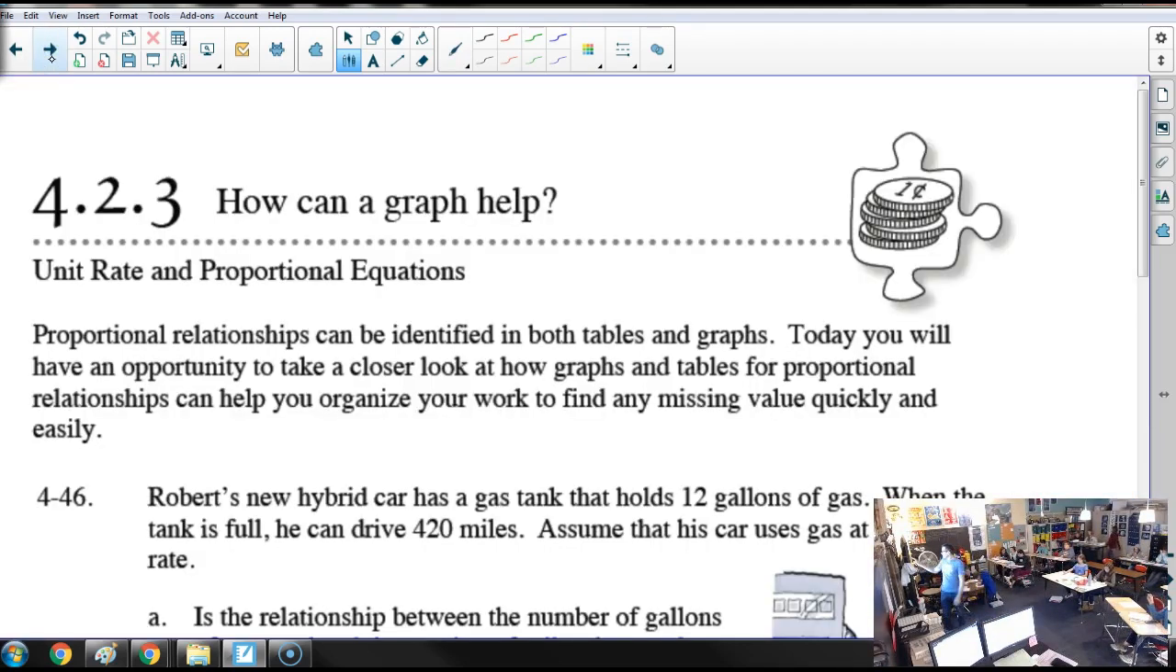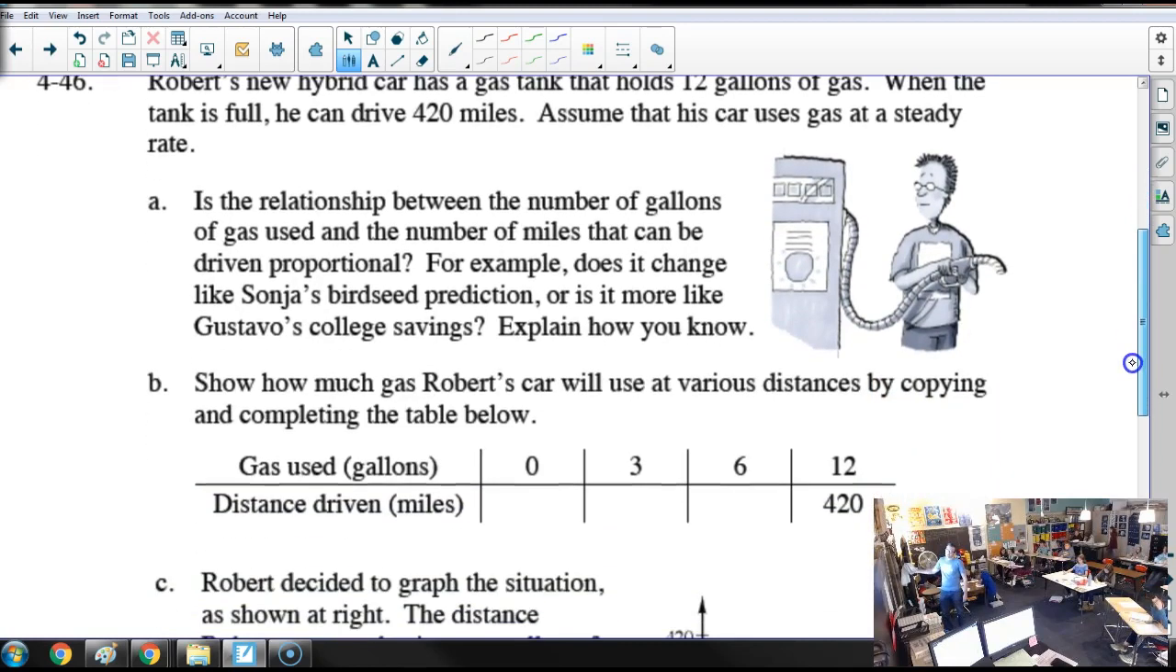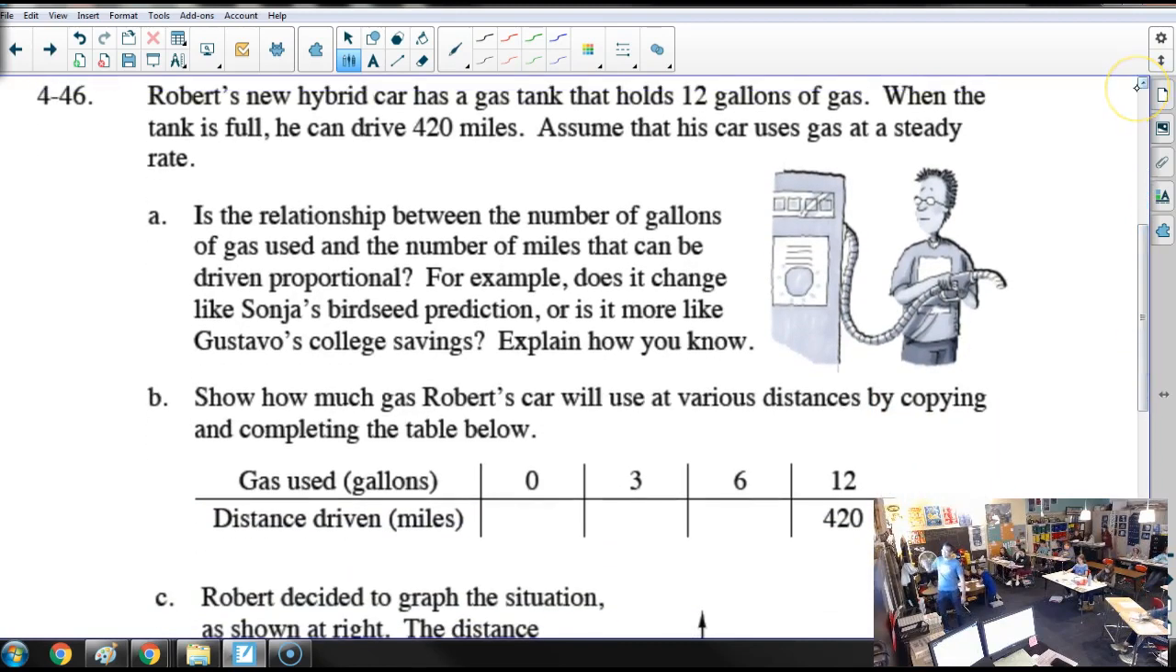So, with Robert's new hybrid car, it drives 420 miles. Again, one more time for the people that were late, maybe. Please make sure that you've written 420 miles on your paper because the hole punch did what it does and took away a number. And it does that in 12 gallons. Now, when we talk about the gas rate that a car uses, do we talk about gallons per mile or miles per gallon? Miles per gallon, right?